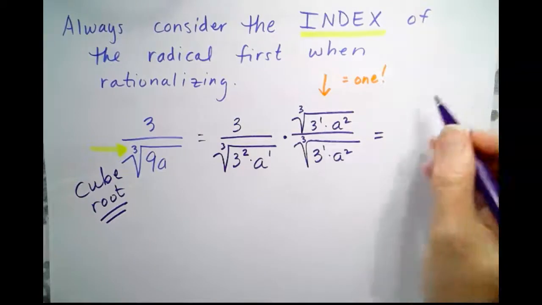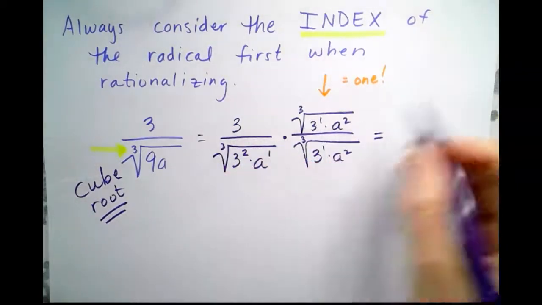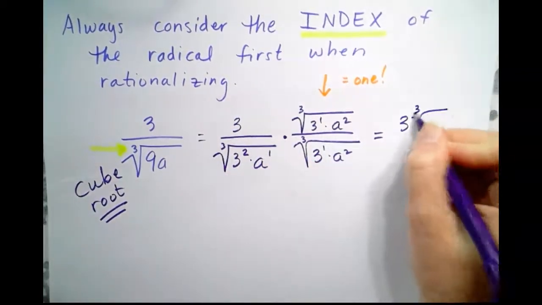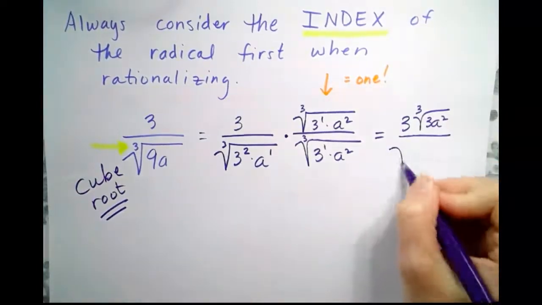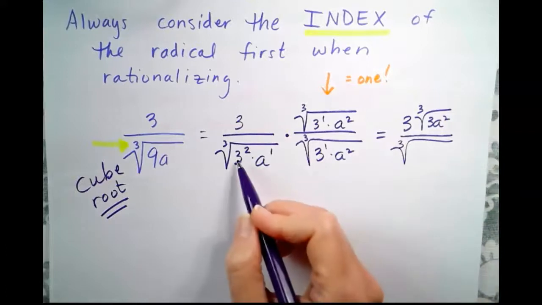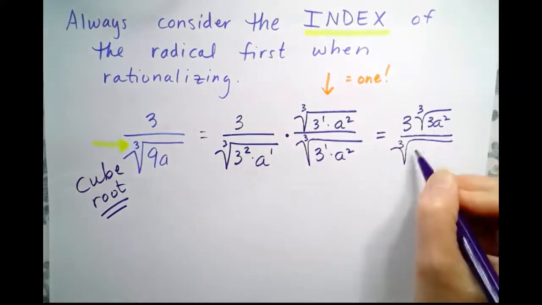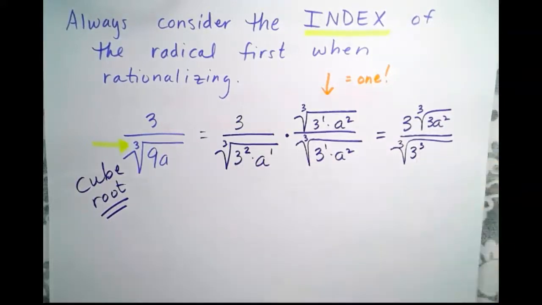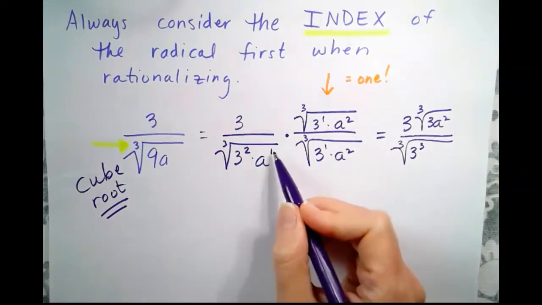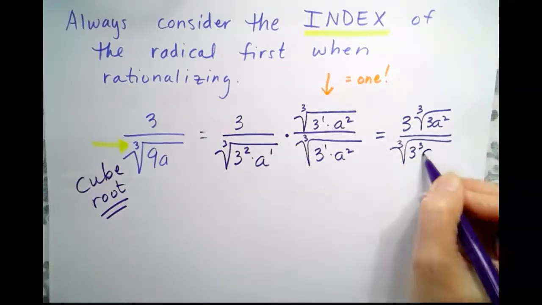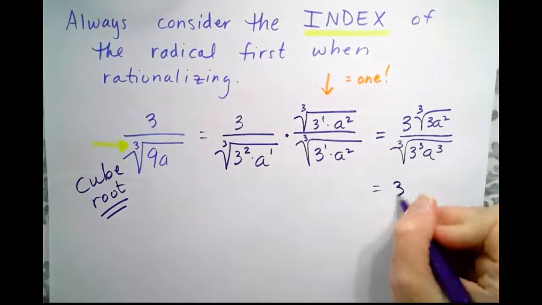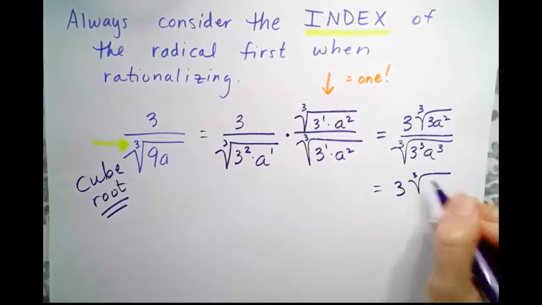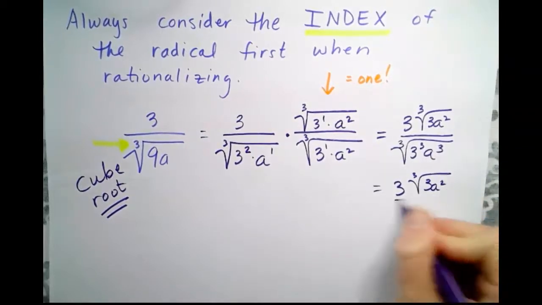We're renaming our fraction in order to rationalize the denominator. So now in the numerator, we have 3 times the radical, so that's just 3 cube root, 3a squared, over in the denominator, we have 3 squared times 3 to the first, which is 3 to the third. No need to multiply it out. A to the first times a squared is a to the third, which now will allow us to rationalize the denominator. Numerator, not changing. 3 cube root 3a squared.